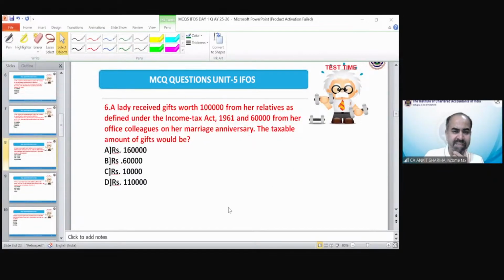A lady received gifts worth 1 lakh from her relatives as defined under the Income Tax Act and 60,000 from her office colleague on her marriage anniversary. You have to tell the taxable amount of gifts. How much would be the taxable amount of gift in this case?